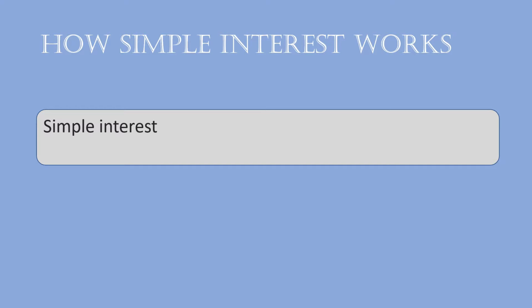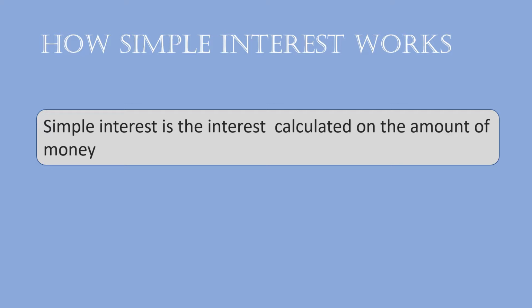Now, simple interest is the interest that is charged only on the amount of money at the beginning of any transaction. These transactions can be lending of money or borrowing of money. So when you are lending money to someone, the interest charged on that money will be your profit or your gain. You will be paid that money back with the interest.